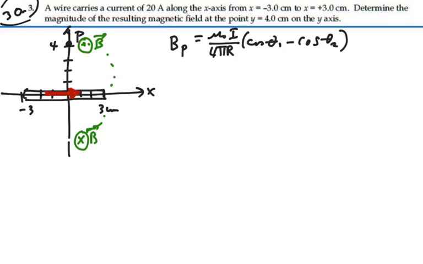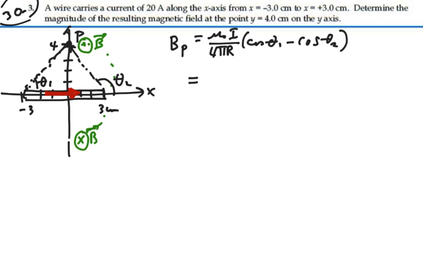So if I'm looking at the left-hand side of this current segment, theta 1 is this lead angle between the direction of the current and the direction to that point P. And then, if I'm looking at the other end of this wire segment, theta 2 is the angle between the direction of the current and the direction back to point P. So those are my theta 1 and theta 2 respectively.